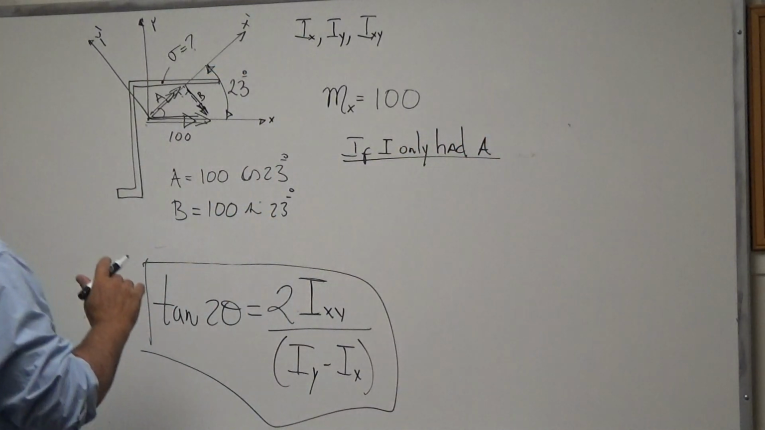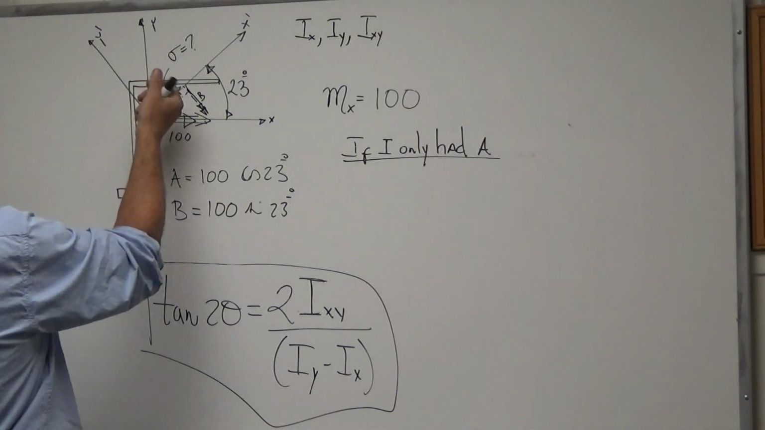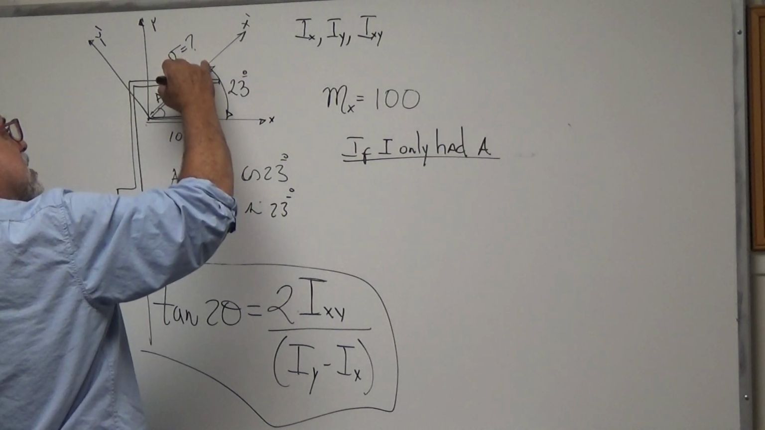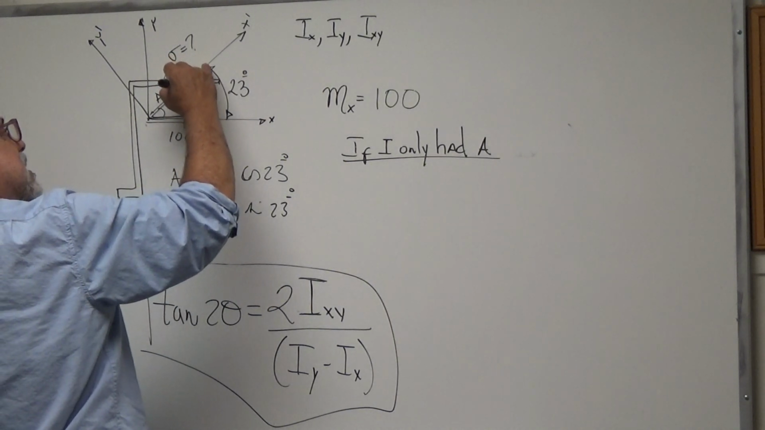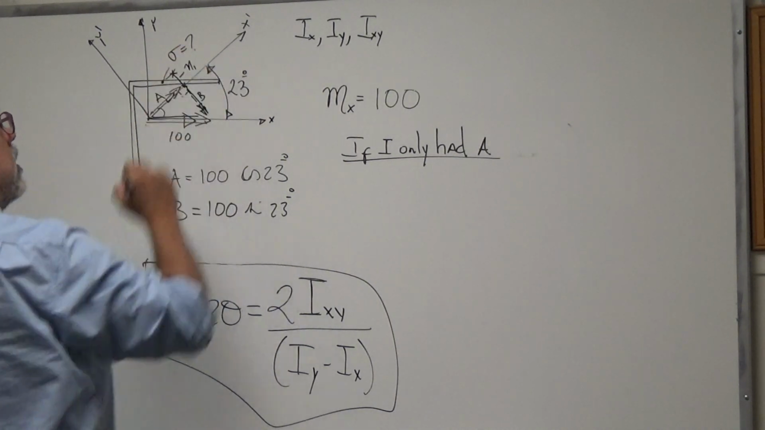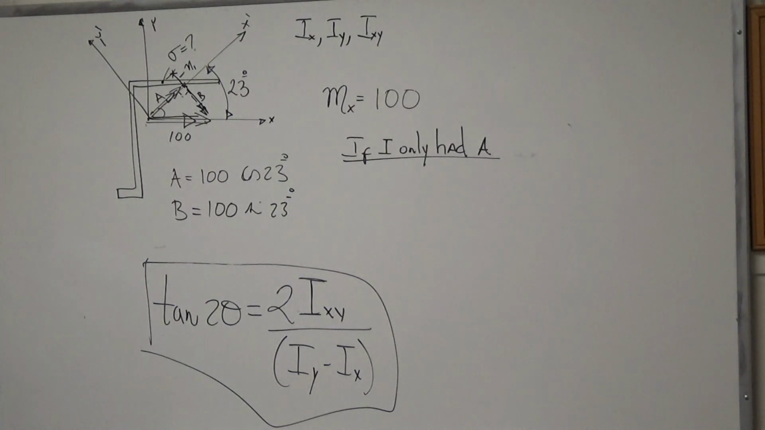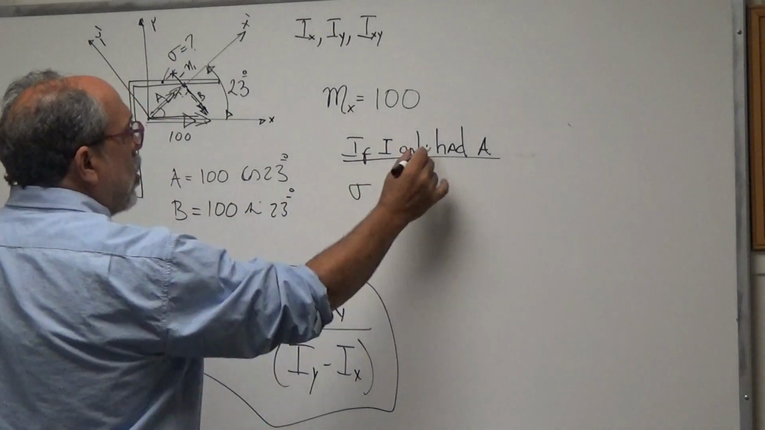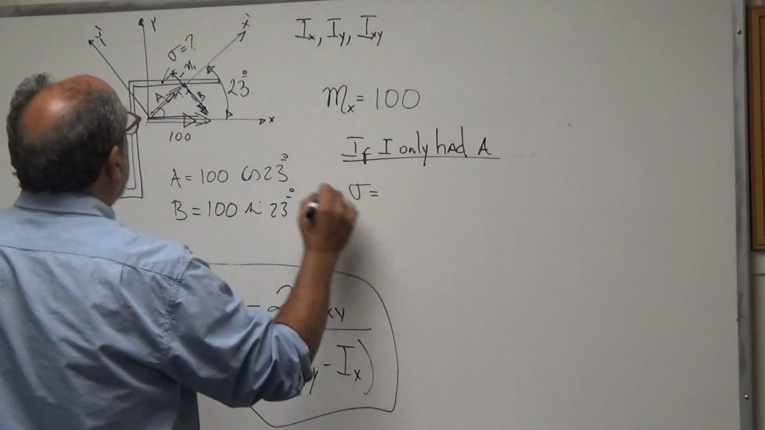So if I only had A, my moment would be like this, my distance would be this, right? Because this is the axis. So that would be my distance, and I'm going to call that distance N1. Sometimes I'm going to use symbols, sometimes numbers, whatever I think is going to be cleaner. So that's N1.